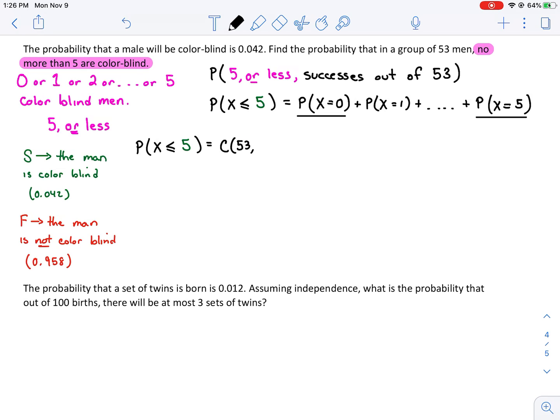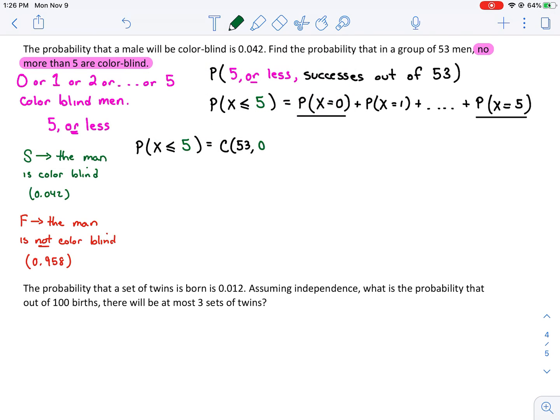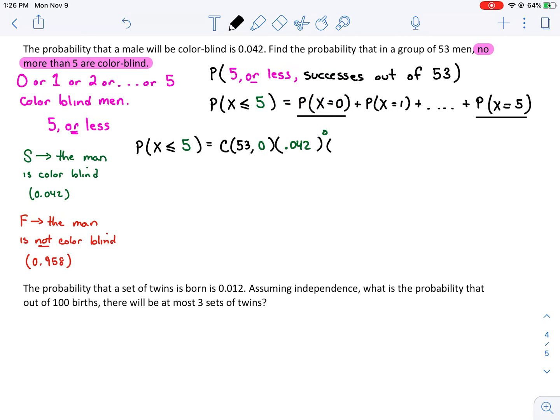So this is equal to 53 choose 0, times the probability of success raised to the 0 power, times the probability of failure raised to the 53 minus 0 power.